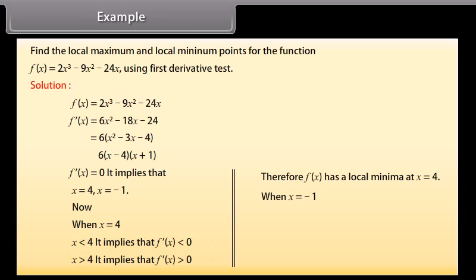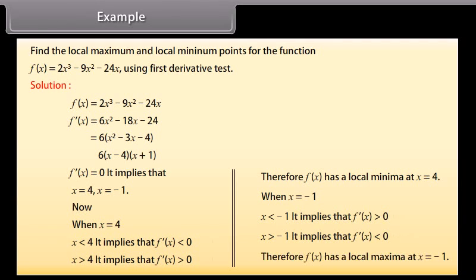When x = −1, x < −1 implies that f'(x) > 0, and x > −1 implies that f'(x) < 0. Therefore, f(x) has a local maxima at x = −1.